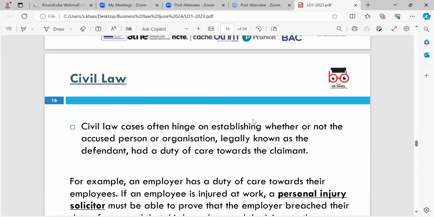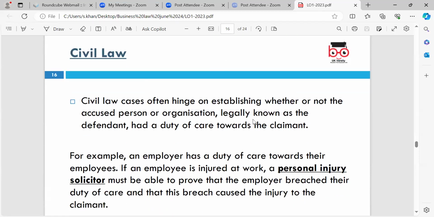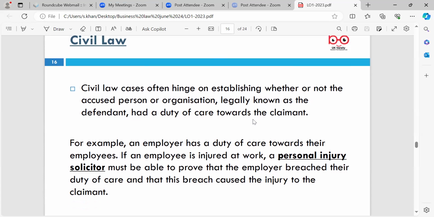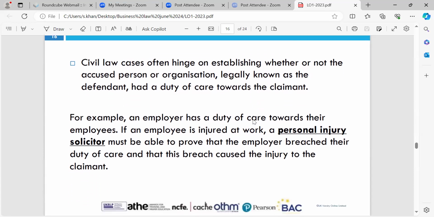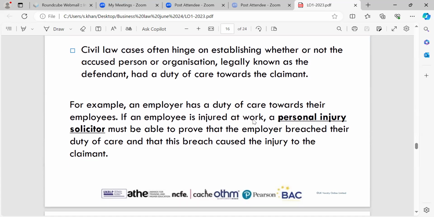Civil law cases often hinge on establishing whether or not the accused person or organisation, legally known as the defendant, had a duty of care towards the claimant. For example, an employer has a duty of care towards their employees. If an employee is injured at work, a personal injury solicitor must be able to prove the employer breached their duty of care and this breach caused the injury to the claimant.